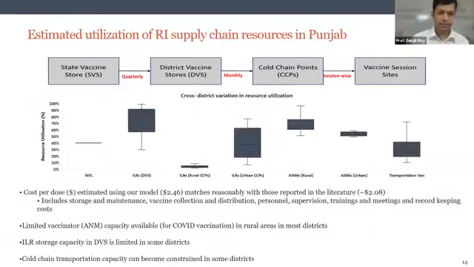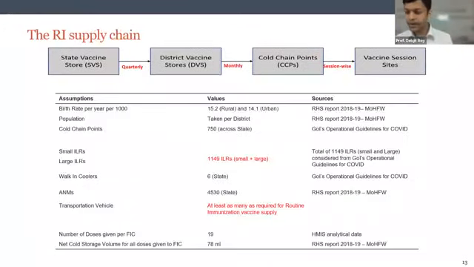So there are some quick questions, Sripath. Can we take these few? Sure. One is, does the supply chain model take into account the time gap between 2 doses? Are we talking about routine immunization or COVID?